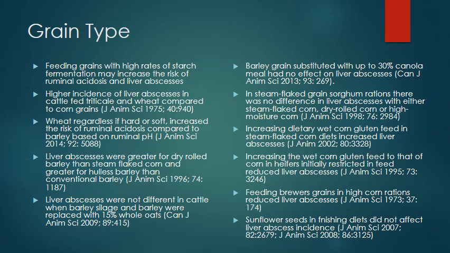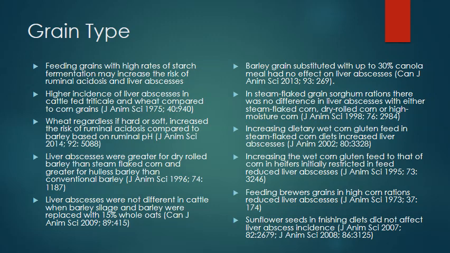What kind of grain we feed may also increase the risk of ruminitis and thus, in theory, liver abscesses. In grains that have higher rates of starch fermentation, such as wheat, we may have a greater risk of ruminitis and thus liver abscesses than with barley compared to corn. In one study, they had a higher incidence of liver abscesses in cattle fed triticale and wheat compared to corn grains. In one study, wheat, whether it was hard or soft, did increase the risk of ruminal acidosis based on ruminal pH compared to barley.